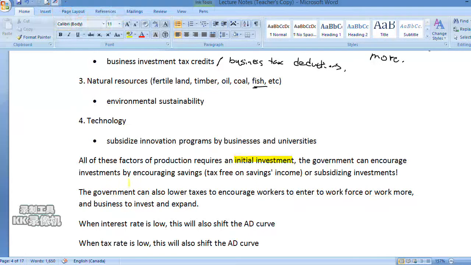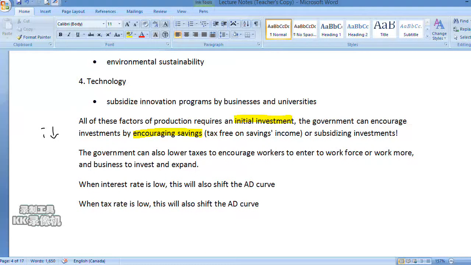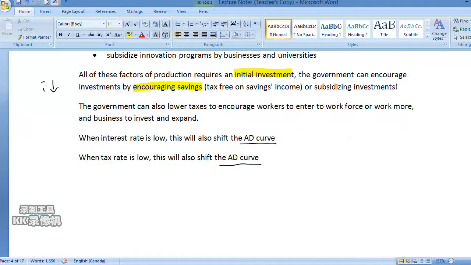Really, the government can encourage investment by encouraging savings, because this will lower the interest rate. When real interest rate is low, you'll see businesses wanting to invest into physical capital and technology more. When interest rate is low, this will also shift the AD curve. And when tax rate is low, this will also shift the AD curve. So a lot of the times when we look at things that shift the AS curve, it will also shift the AD curve. Just keep that in mind.